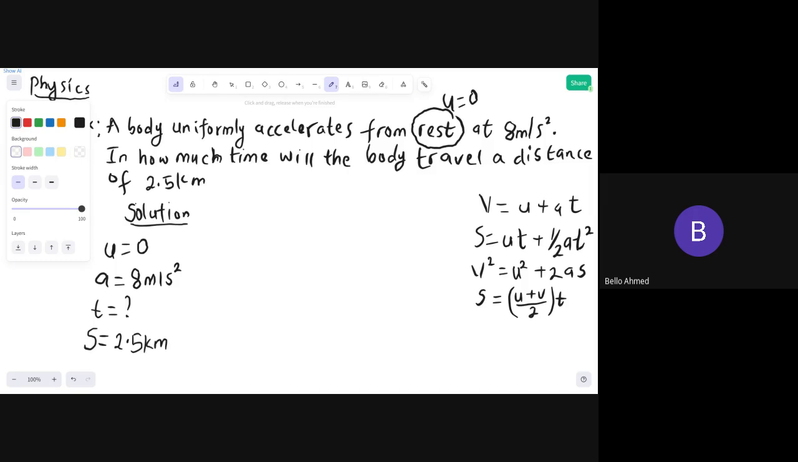Well, this kilometer here that you are seeing is actually not the SI unit of distance. You have to know the SI unit of distance. The SI unit of distance is meters. You understand? This is the SI unit of distance.